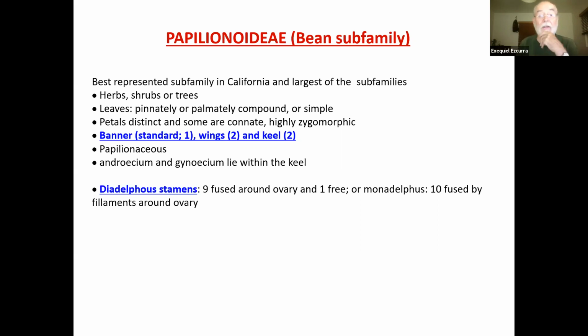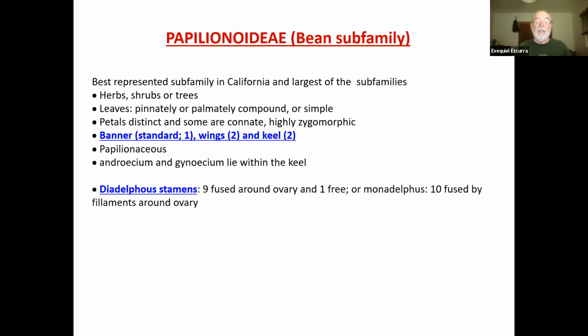The legumes, the Fabaceae, have strikingly different flowers between subfamilies, but the fruit is always the same. So the constant identifying factor in the family Fabaceae is the fruit. The first subfamily, the Papilionoideae, you can see here the main traits. It's formed by herbs, shrubs, or even trees. Leaves of the Papilionoideae are mostly pinnately or palmately compound.